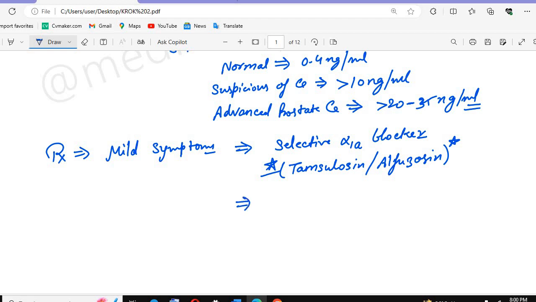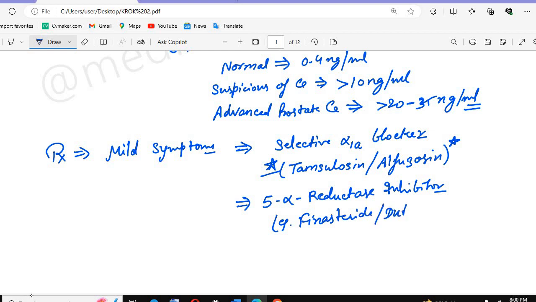If we want to inhibit the growth of the prostate, we will give a 5-alpha reductase inhibitor. What is the example of that? That is finasteride or dutasteride. And remember that finasteride reduces the size of the prostate.